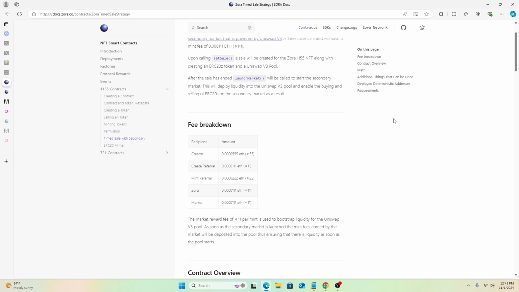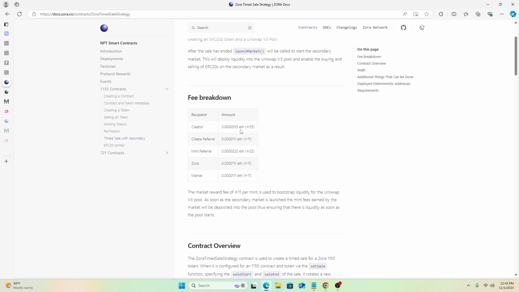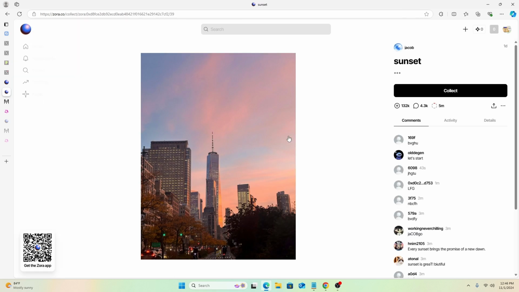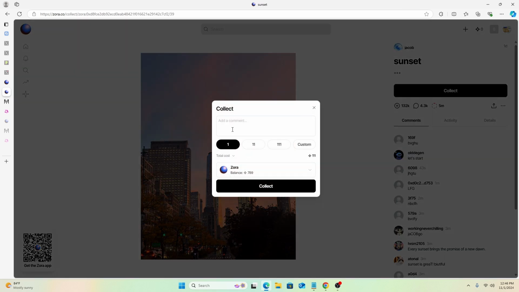So you will see here there is a fee breakdown. So the creator, let's assume that the pricing of the NFT is in the realm of, now it's represented by this star stuff. So let's quickly go back here. Let's say I was to collect this and I wanted to collect one. You will see the price is 111. But this 111 is basically 30 cents in crypto valuation. We will come to this.